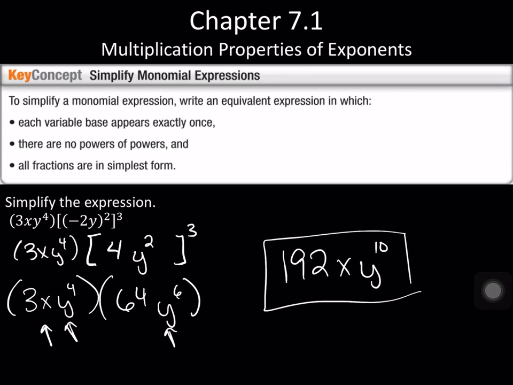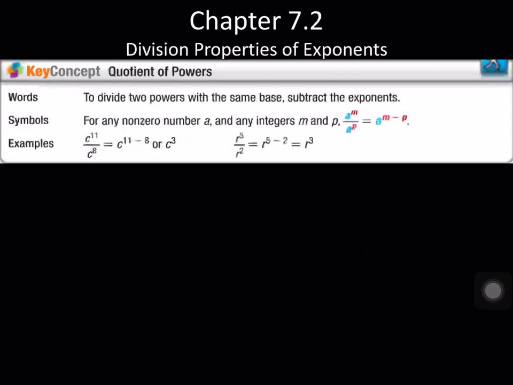Simplifying, doing everything that we can, right? Leaving nothing duplicated. There's only one x, there's only one y. All of the numbers have been multiplied together. Simplifying. All right, so let's go ahead and jump into the division properties of exponents.